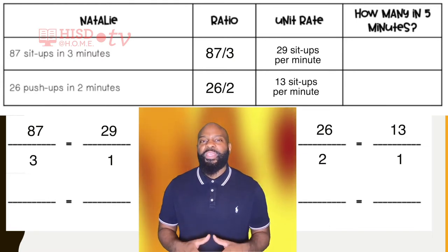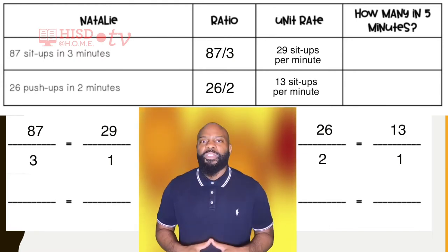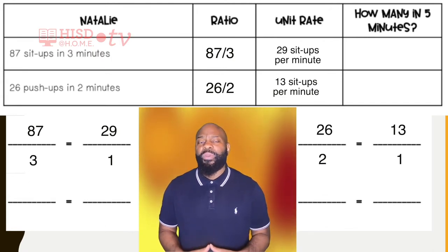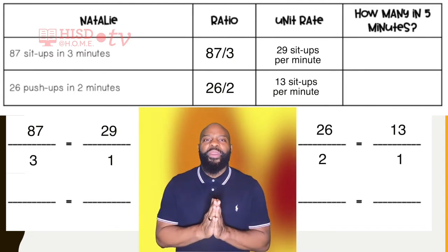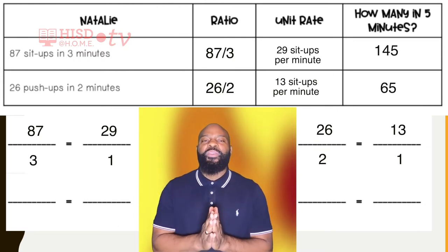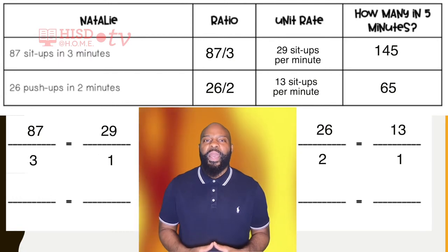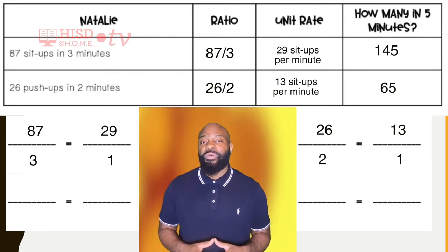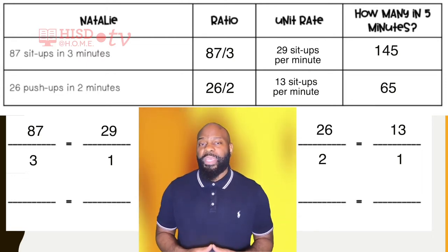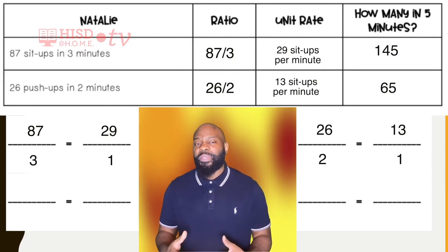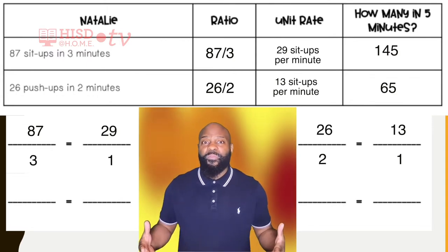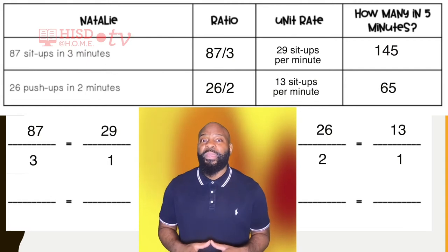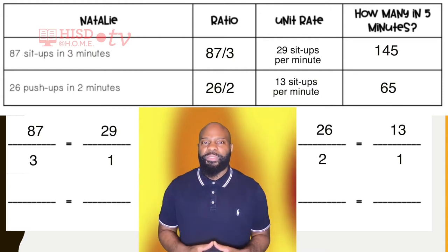So now, once I get the unit rate, it's easier to solve for. So if I want to see how many push-ups Natalie can do in 5 minutes, I'm going to ask first, Natalie, how many push-ups can you do in 1 minute? So if I were ever to ask Natalie, how many sit-ups can you do in 5 minutes? I would first need to know how many sit-ups can she do in 1 minute. And so when she calculates that and she tells me, oh, I can do 29 sit-ups in 1 minute, then all I have to do is calculate 29 times 5. The same thing for the push-up. I do 13 push-ups per minute. It's easier to calculate how many push-ups Natalie can do in 5 minutes.